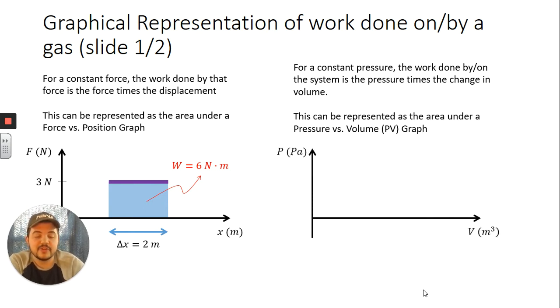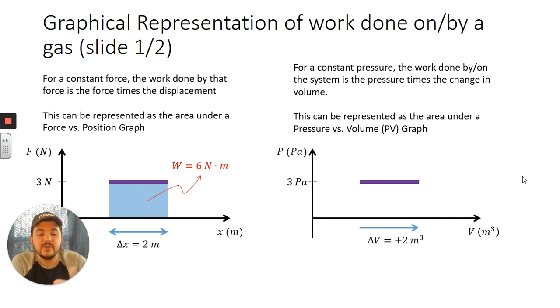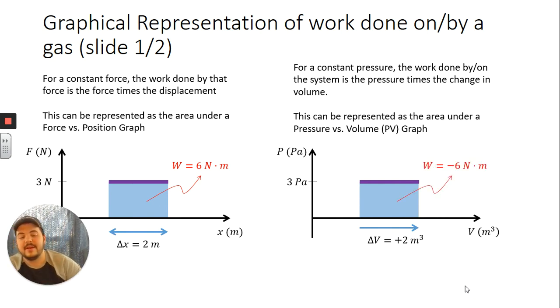So here's our graph, pressure versus volume. In the example from the previous slide, we had a constant 3 Pascal pressure, and this volume change was an increase in volume of 2 cubic meters. That's going to matter here, that is an increase in volume. And so again, to find that 6 Newton meters of work that we found before, we can find the area of that rectangle, the height of 3 pascals multiplied by the base of an increase of 2 cubic meters. And we end up with a work of negative 6 Newton meters. I'm going to talk about that negative sign now.